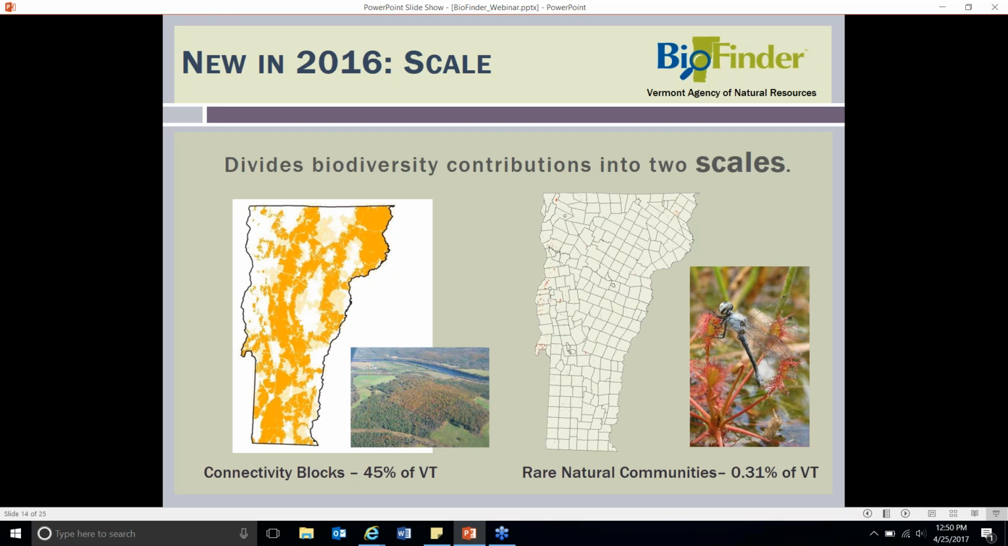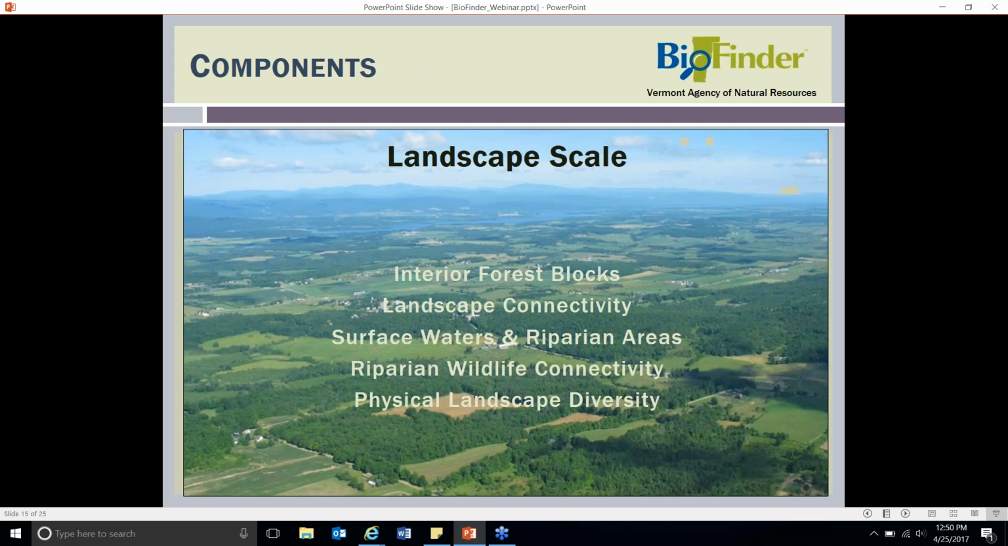So for this new BioFinder, the first thing we've done is separate everything into these two scales. So at the landscape scale, we're looking at things like interior forest blocks. These are the biggest patches of forest. Landscape connectivity, the way undeveloped land connects to each other, so species can move across the landscape.